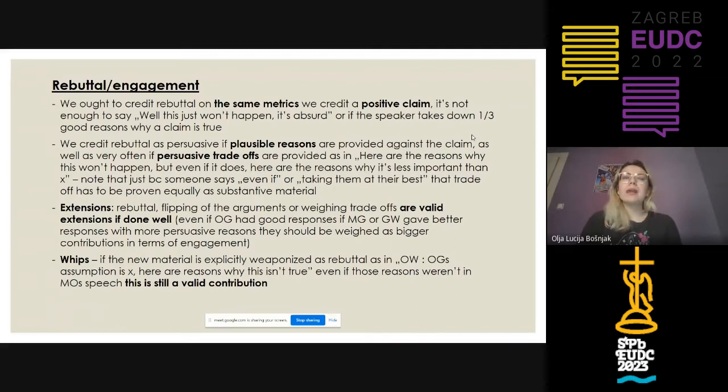So how do we credit rebuttal, or how can we say the rebuttal was strong enough to beat another claim? I think if plausible reasons are provided against the claim. If you have a positive argument, like, here's why this would happen, 5 reasons, rebuttal should work in the same way. Op has this assumption, here are the reasons why it's a wrong assumption or why this won't work. Very often you're also going to have persuasive trade-offs: here are the reasons why this won't happen, or making a negative, substantive claim. But even if it does, here are the reasons why it's still less important than X.